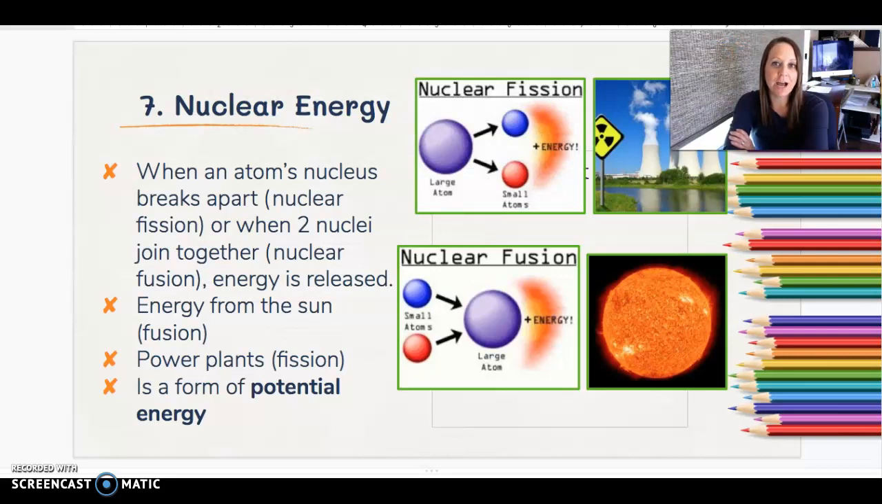Nuclear fission happens when you have a large atom and it breaks apart into two smaller ones and releases energy. This is how we can get energy from nuclear power plants.